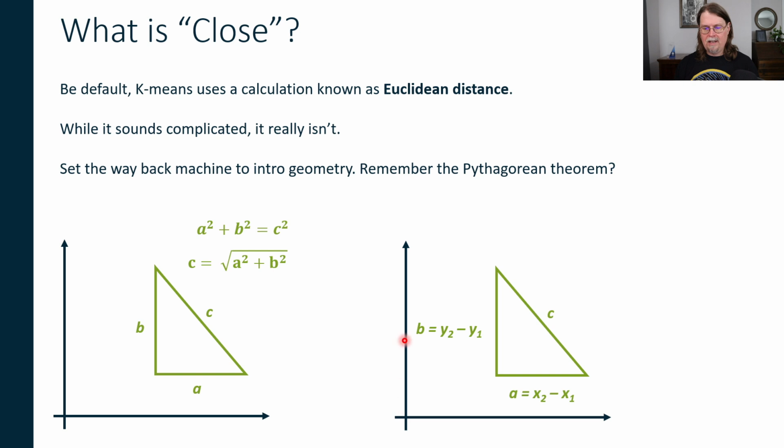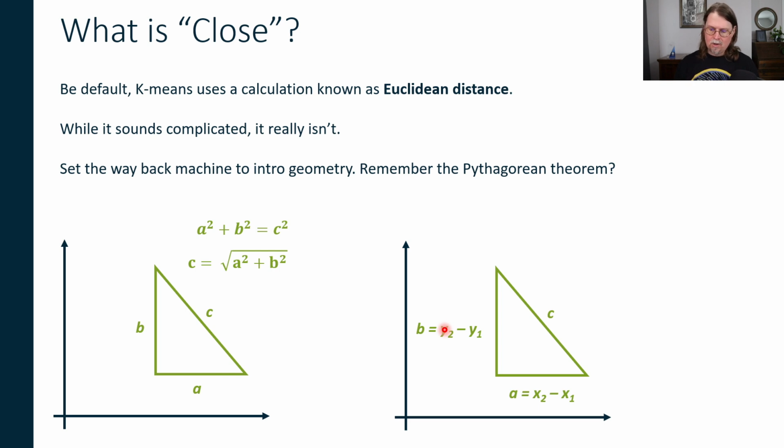So I can think of it in terms of X and Y's, right? Along my X-axis, the length of A is actually X2 minus X1. Let's say this is 7 and this is 4. So 7 minus 4 is 3. That's the length of this side. B is Y2 minus Y1. And it's possible that you might get a negative number here. That's totally okay, because remember, we're squaring everything, right?